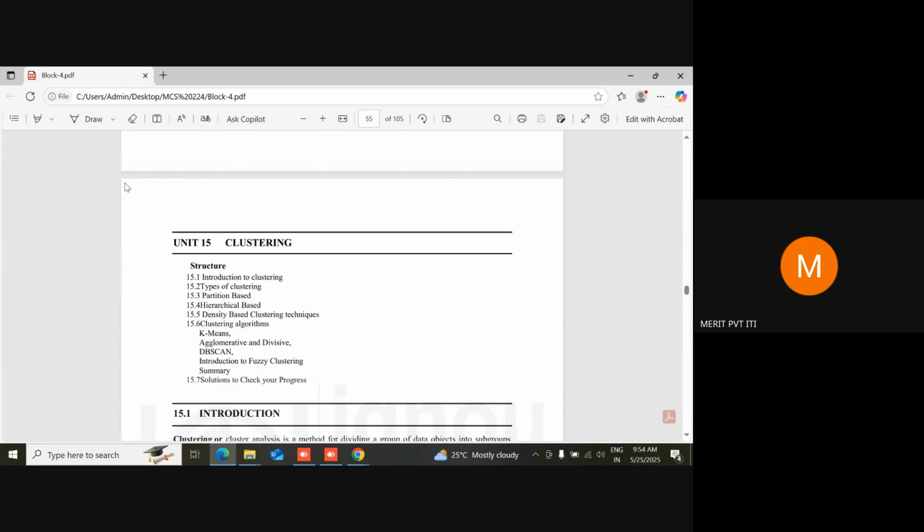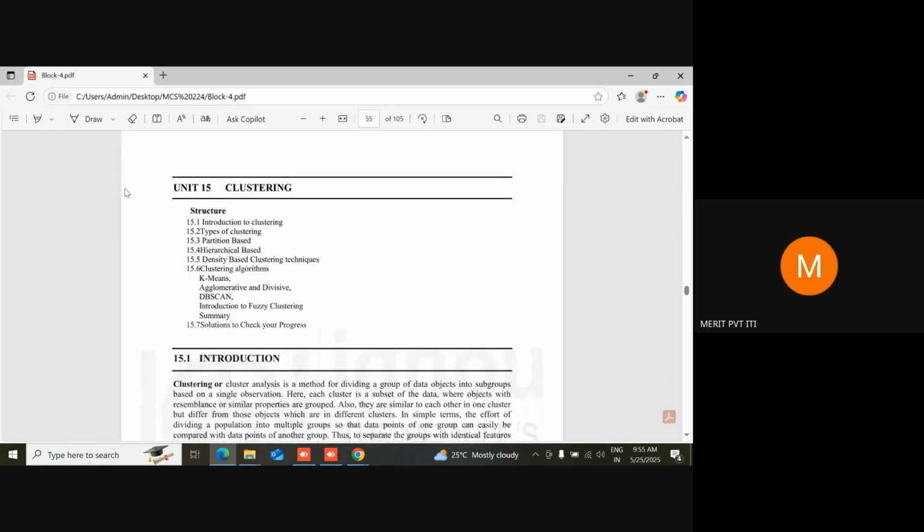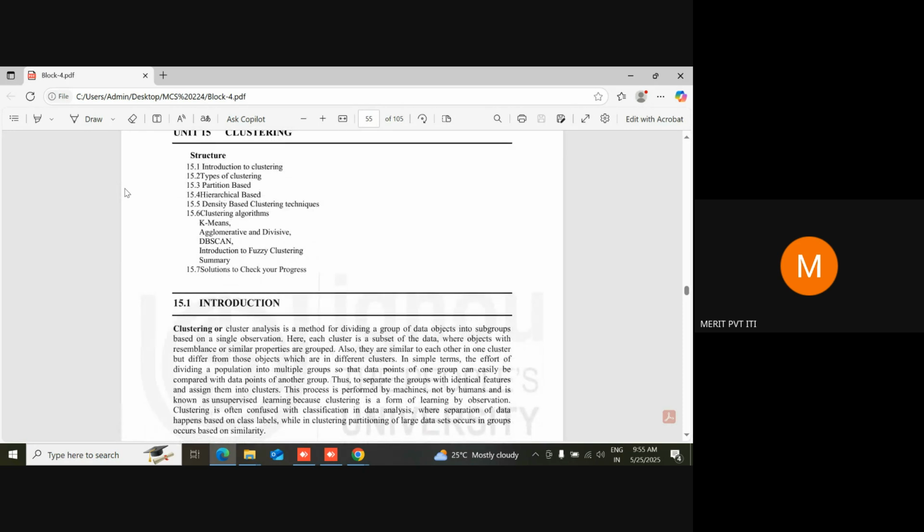So this is clustering. This unit covers types of clustering: partition based, hierarchical based, density based. The clustering algorithms are k-means, agglomerative and divisive, DBSCAN, and an introduction to fuzzy clustering. Fuzzy also comes up here, which was not there earlier. But fuzzy clustering has started getting into even AI most of the time.